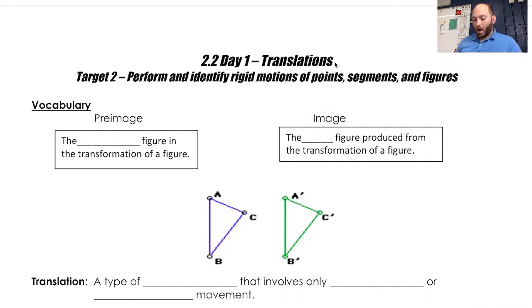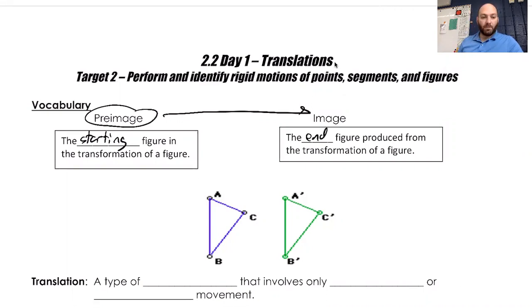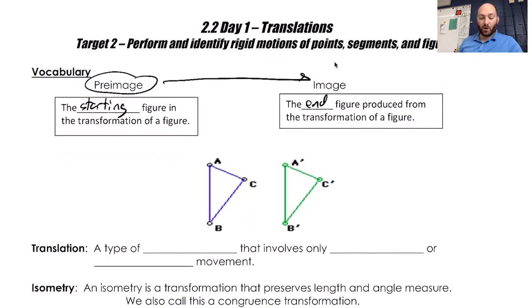When we talk about transformations, we're talking about how do we turn a pre-image into an image. That is always what's going to be happening. So the pre-image is the starting image or starting figure in the transformation, and the image is the end figure. Okay, so we start at the pre-image, we're going to end at the image. And again, that's using prime notation.